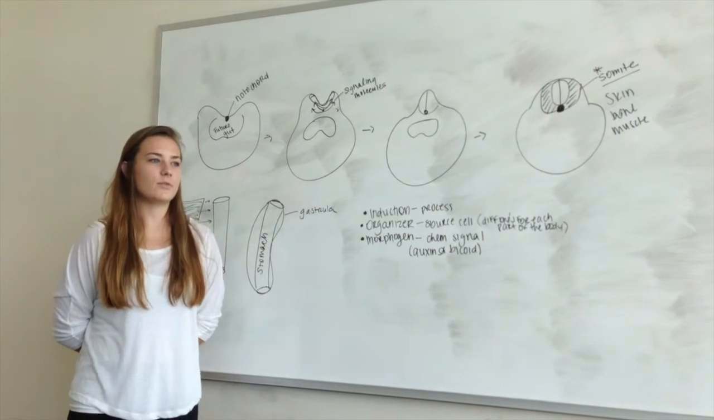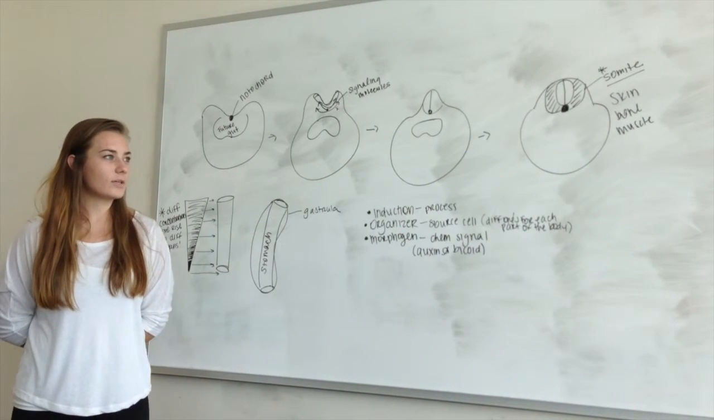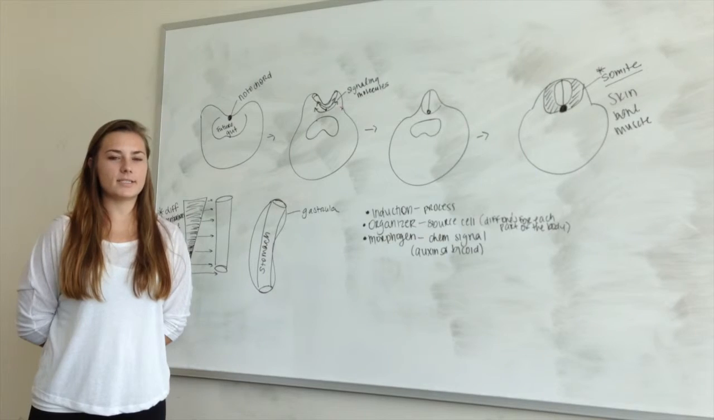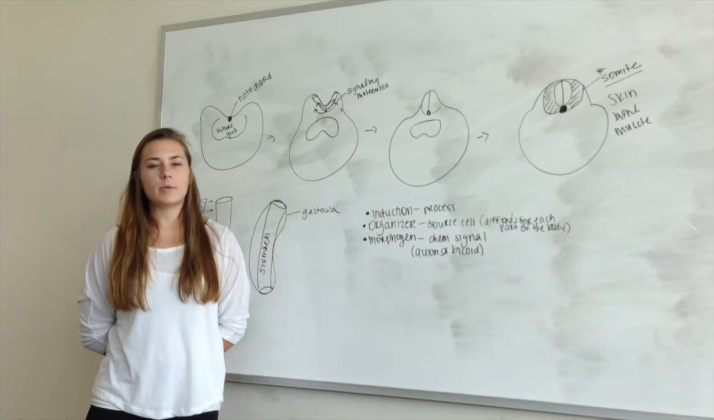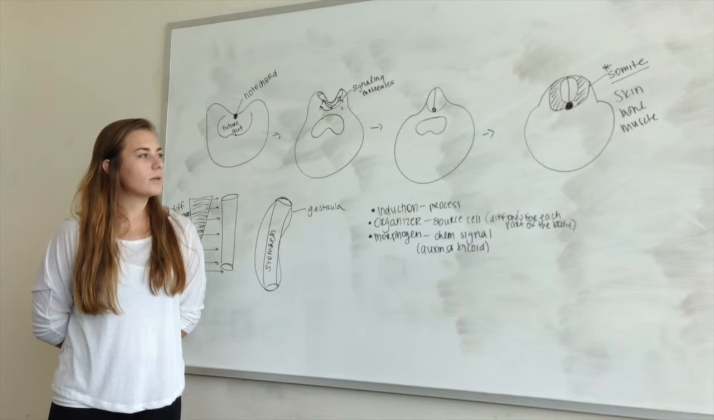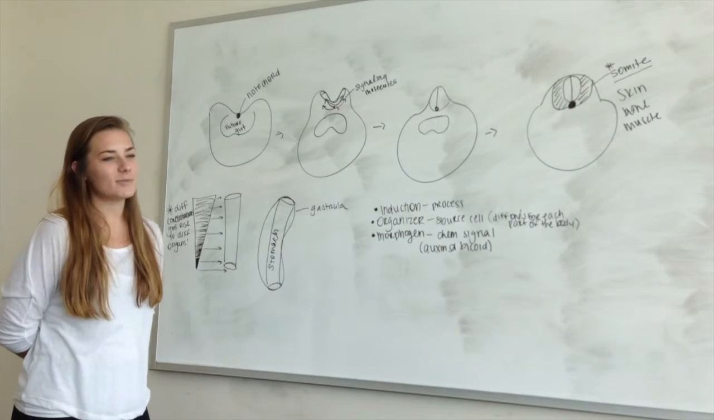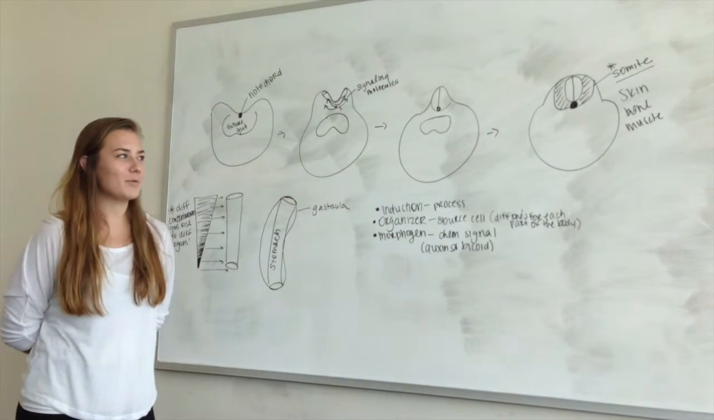An important component to organogenesis is the formation of the notochord, and the notochord gives rise to the body's nervous system, which consists of the brain and the spinal cord. Another important factor to the formation of the notochord is somites, which are a precursor to skin, bone, and muscle.